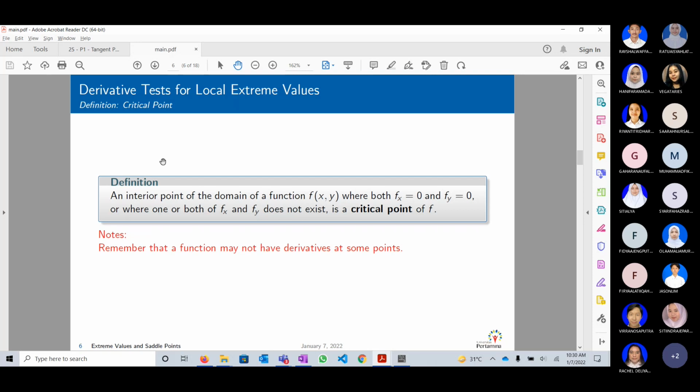And we also have critical points, yeah? An interior point of the domain of a function where both first partial derivatives are zero, or where one or both do not exist, is called a critical point.